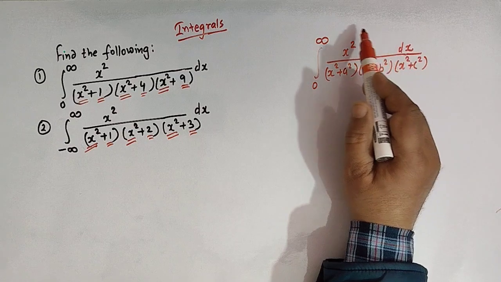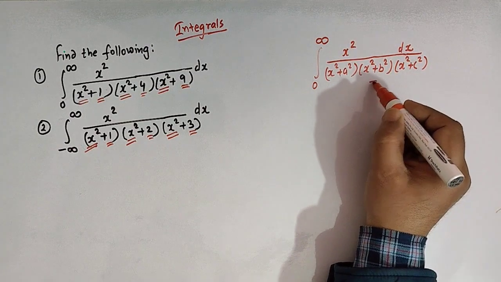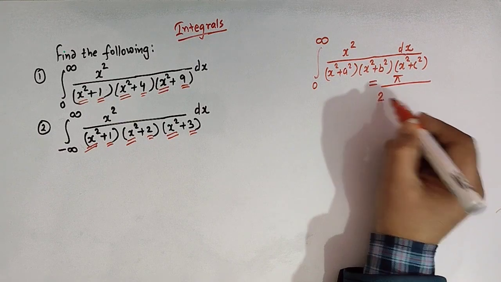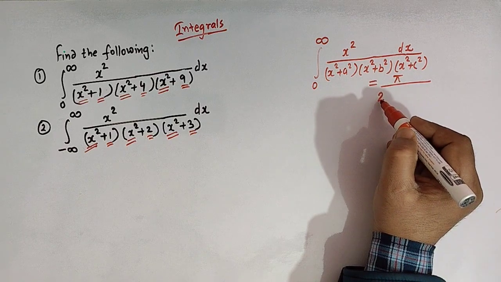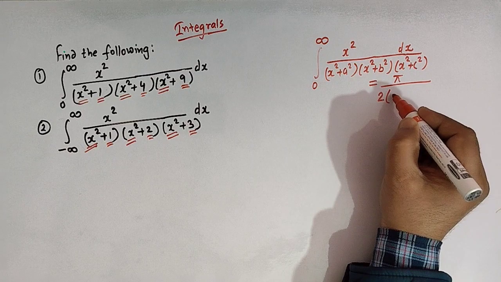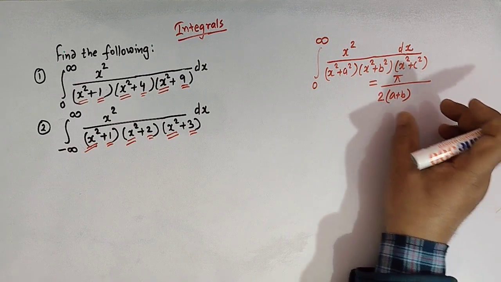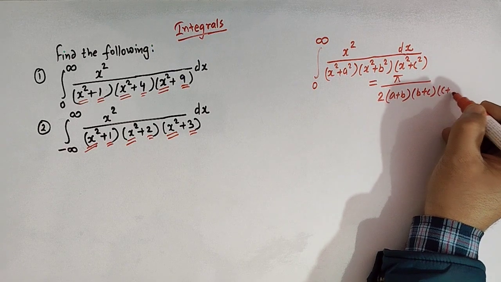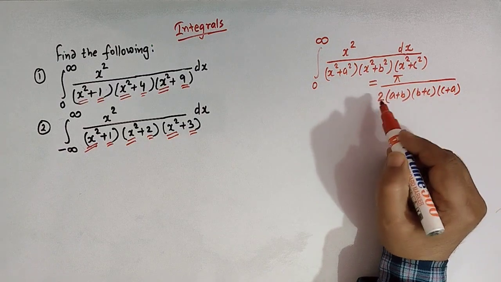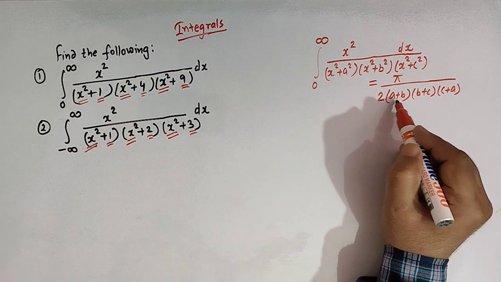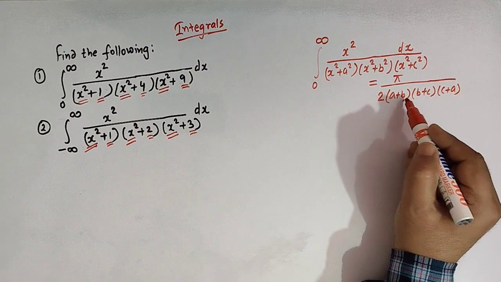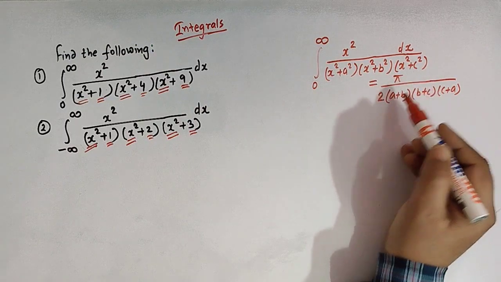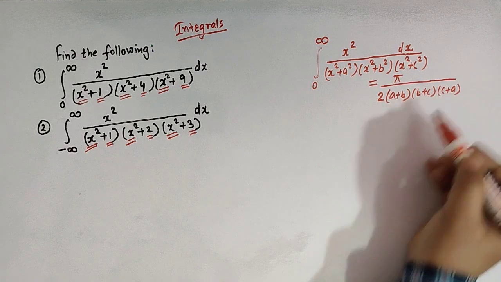When we come across this type of integral, the direct value is given by pi divided by 2 times a plus b, then b plus c, and then c plus a. So a, b, and c appear in cyclic order. The value of this integral is pi divided by 2 times a plus b, b plus c, and c plus a.